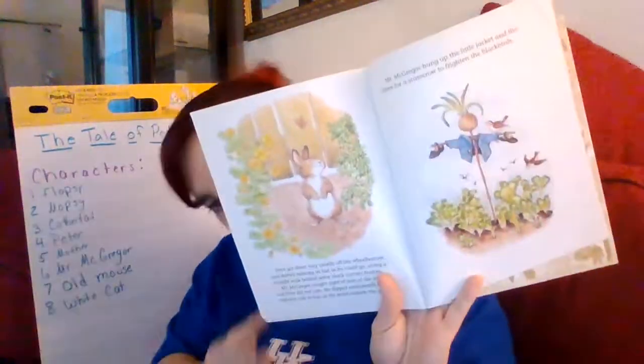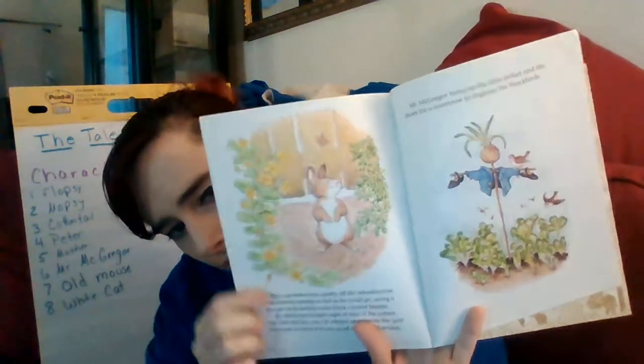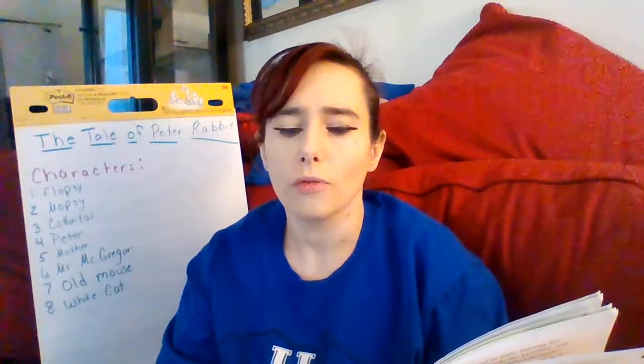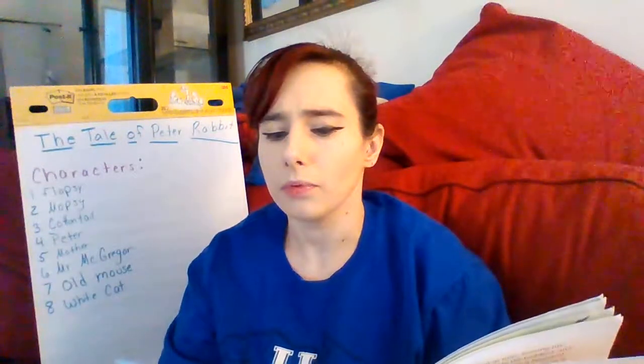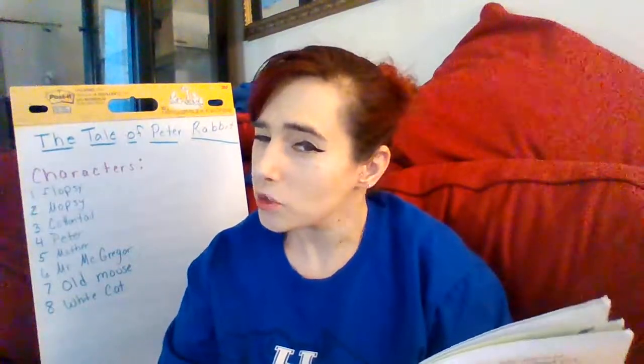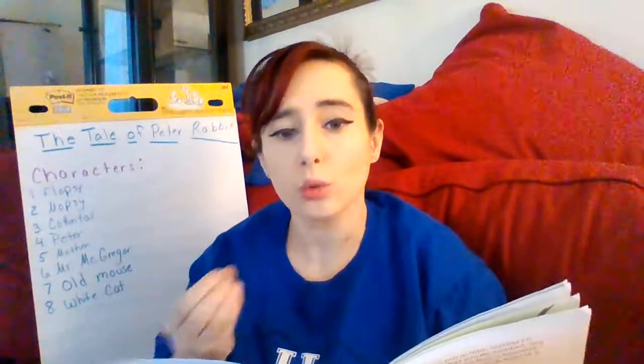Let's look at this page. We've got Peter. And on this page are some birds. Mr. McGregor hung up a little jacket and the shoes for a scarecrow to frighten the blackbirds. I don't think the blackbirds are characters because a character has to do something in the story. I think they're just in the picture.